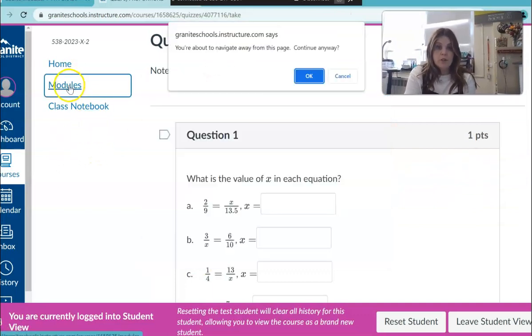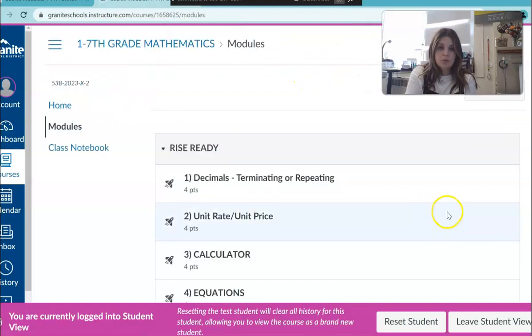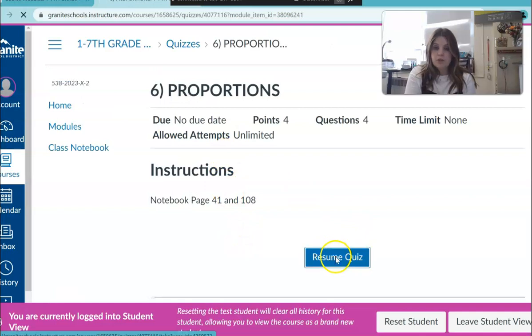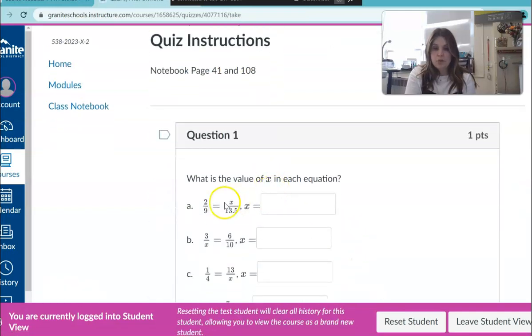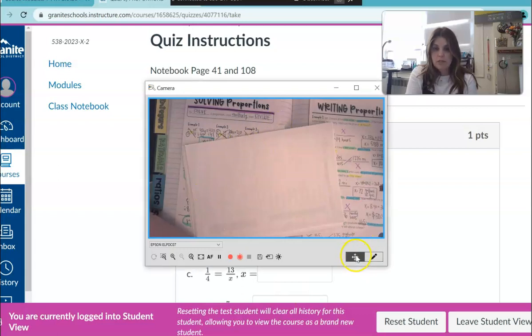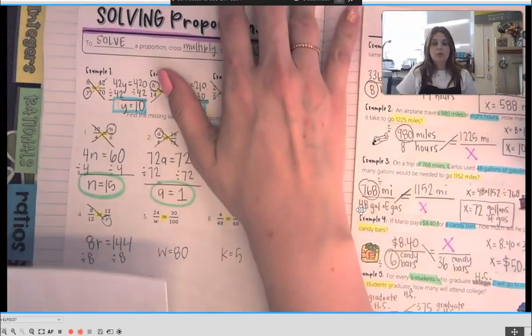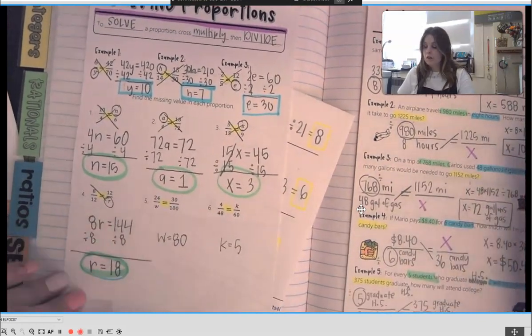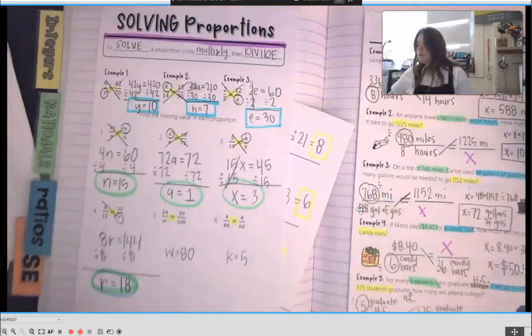So if we're on our modules page and we scroll down, we're going to click on proportions. We're going to get into the quiz, and then this first question here is going to remind me what a proportion looks like, and hopefully then when I look at my notes, it'll jog my memory a little bit better on what they're looking for. So if I make this really big, this is the page in our notebook where we learned how to just solve a basic proportion, which is what you guys are seeing on this first problem.